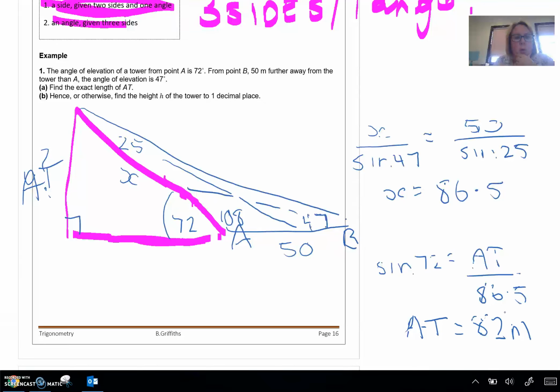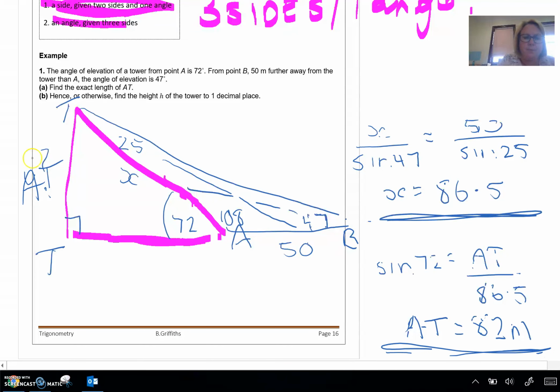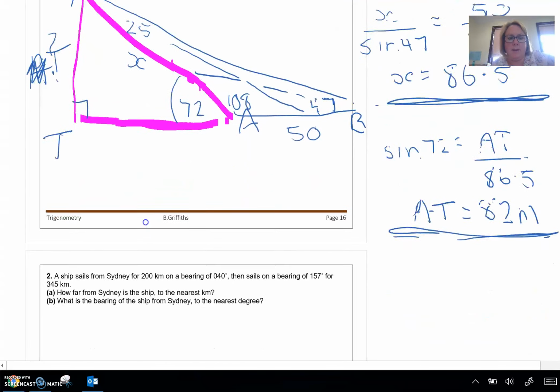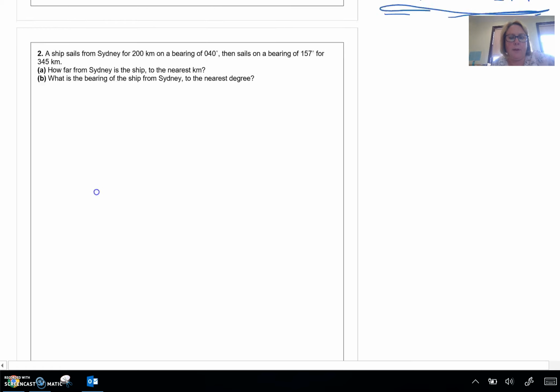Hence find the, or otherwise find the height. Oh, I already found the height. Find the exact length of AT. Oh, okay. I found this, so that's part A, and this is part B. I found the height of the tower. Have a look at number 2.